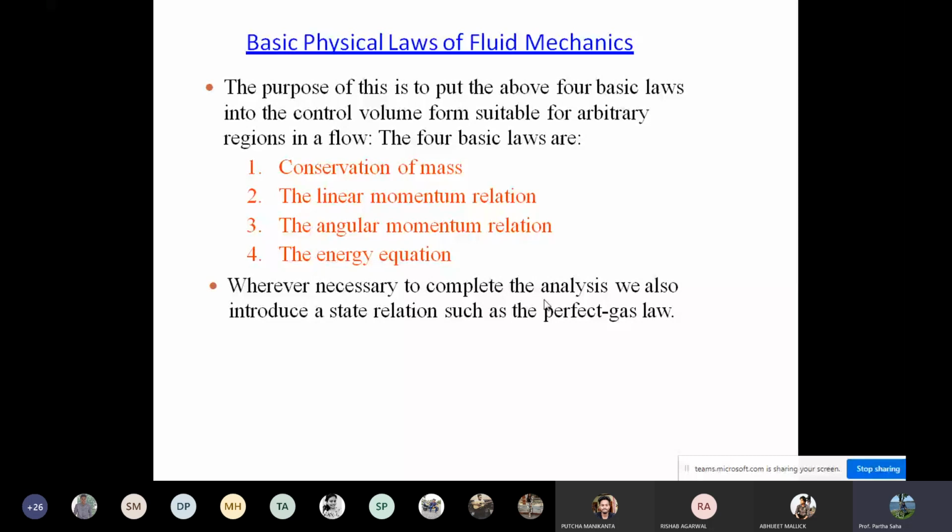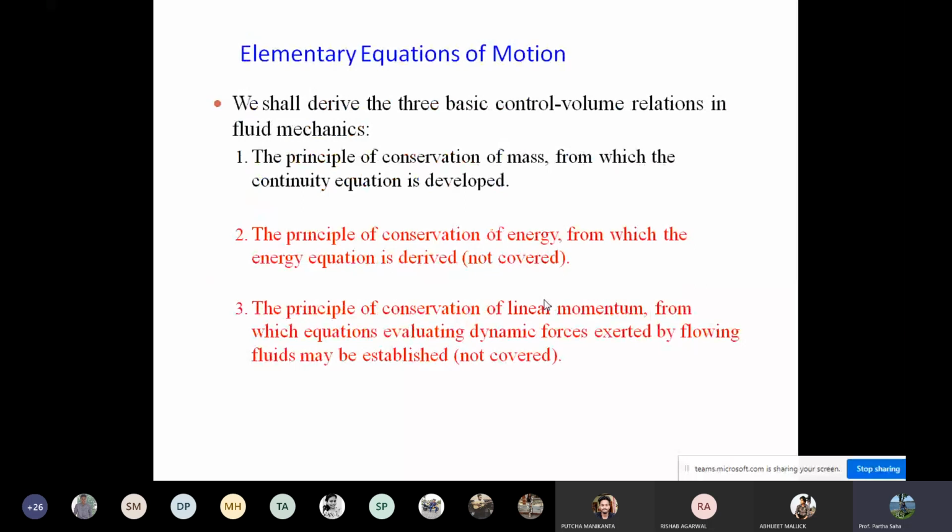Like for the Bernoulli equation, we are going to consider all of these, and if one is not applicable, then we will strike it out. Then we are going to consider one or two parameters. So we have derived three basic control volume relations in fluid mechanics. The first is the principle of conservation of mass, from which the continuity equation is developed. We are going to confine our study only to the conservation of mass, and from that only, we are going to derive Bernoulli's equation.